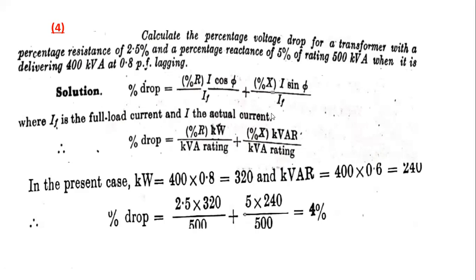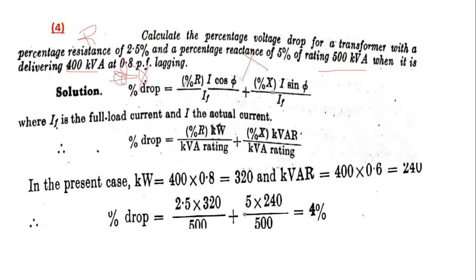Next, coming to the fourth problem: calculate the percentage voltage drop of a transformer with a percentage resistance of 2.5% and percentage reactance of 5%. Resistance means R and reactance means X. The rating of the transformer is 500 kVA, and it is delivering 400 kVA at 0.8 power factor lagging. Power factor means cos phi, so cos phi is equal to 0.8.